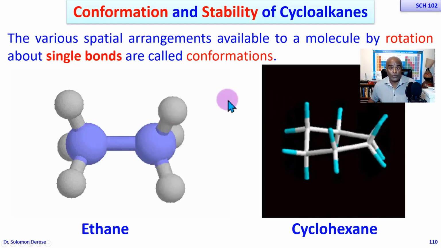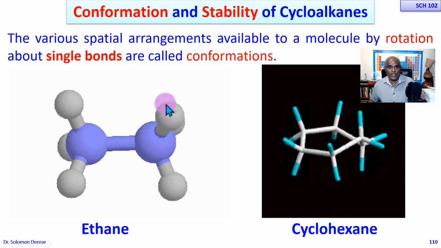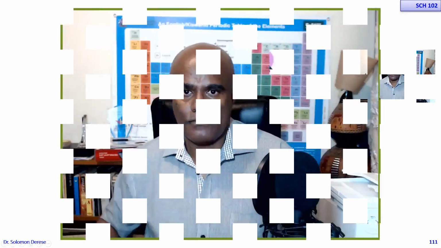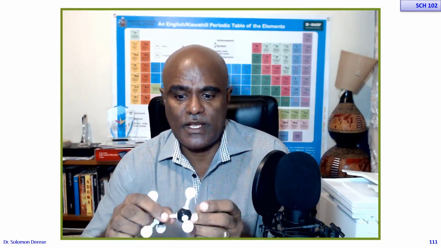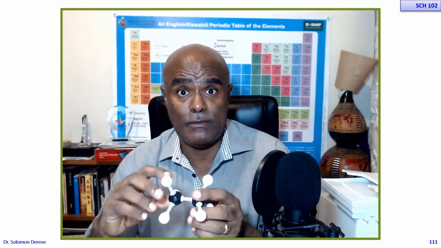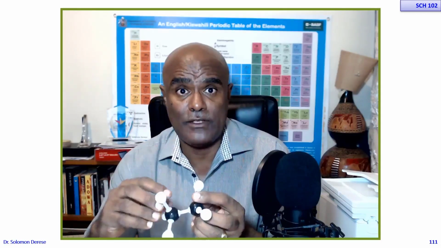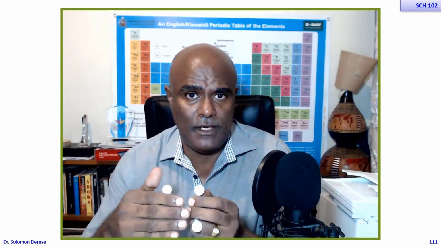So before I do that, let me show you using a model how there is freedom of rotation across carbon-carbon single bonds of open chain alkanes as well as cycloalkanes, and how as the result of this freedom of rotation these molecules adopt different conformations, and why some of the conformations are more stable than the others.